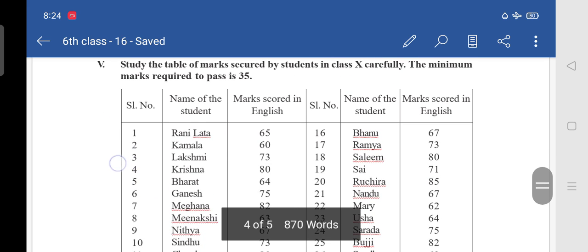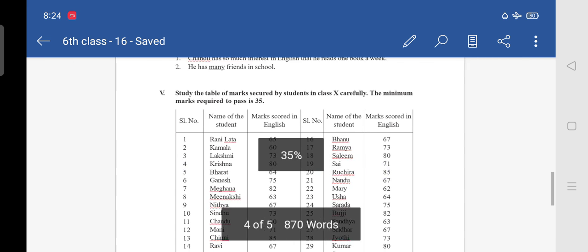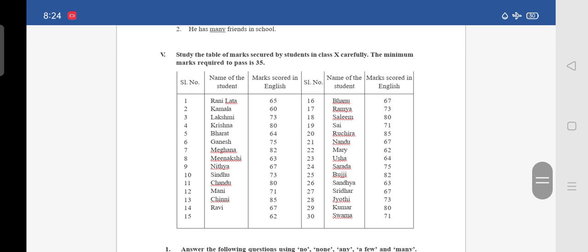Study the table of marks secured by students in class 10 carefully. The minimum marks required to pass is 35. So here is a table with marks secured by students in class 10, means 10th class students' marks list has been given to us, and the minimum pass marks required is 35.